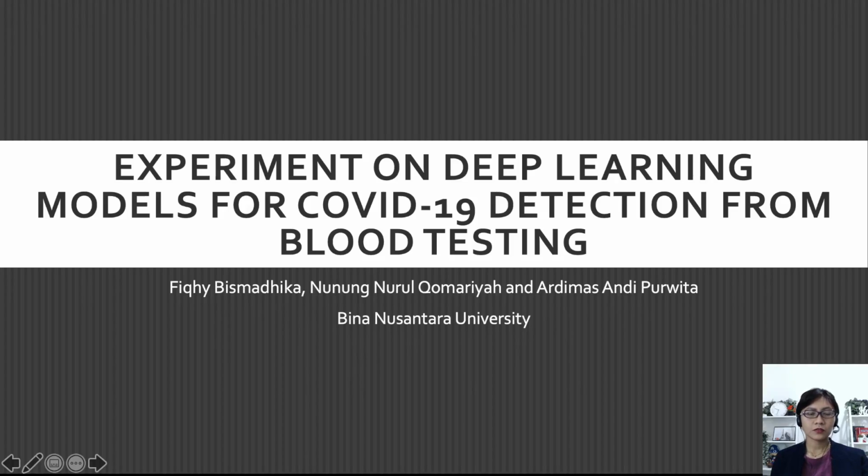Hello everyone, I'm going to present our paper entitled Experiment on Deep Learning Models for COVID-19 Detection from Blood Testings. This paper was written by Vicky Bismandika, Nunung Nurul Komaria, and Adimas Andi Purwita from Bina Nusantara University.